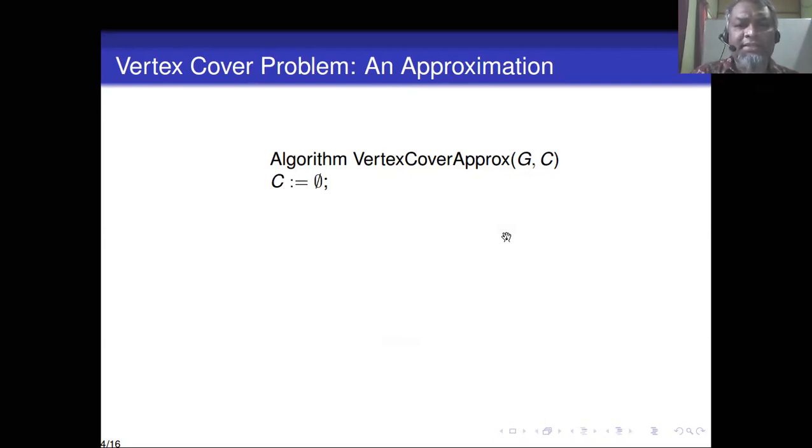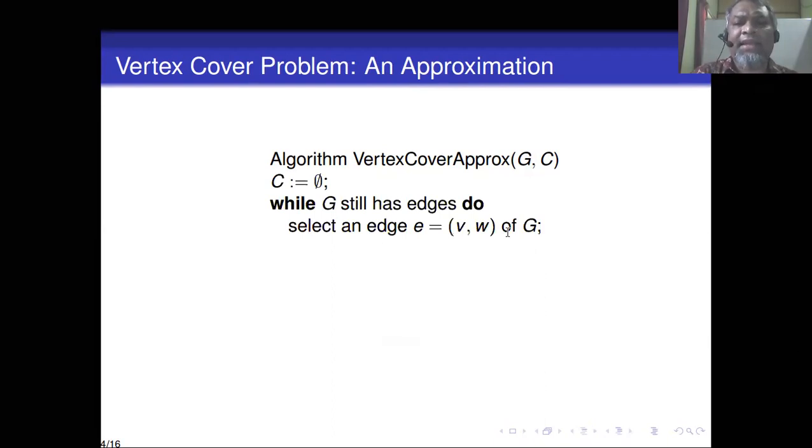Initially C is empty, and while G still has edges, we select an edge of G, say the end vertices of the edge are V and W, and we add vertices V and W to C. So we arbitrarily choose one edge from the graph and add the vertices V and W to the vertex cover set.